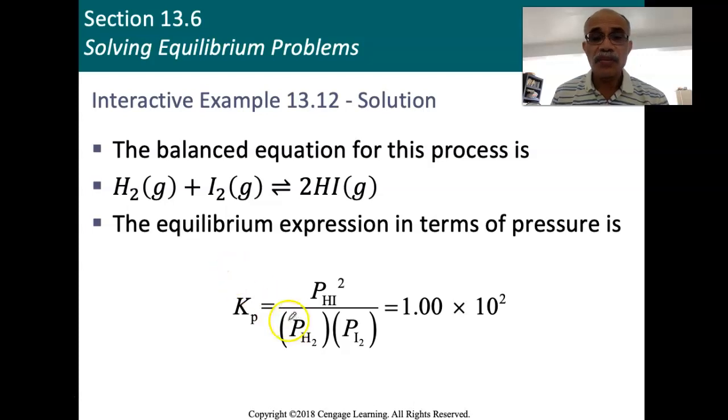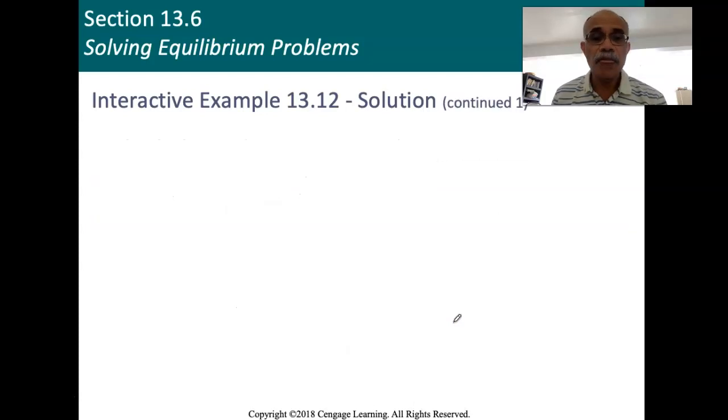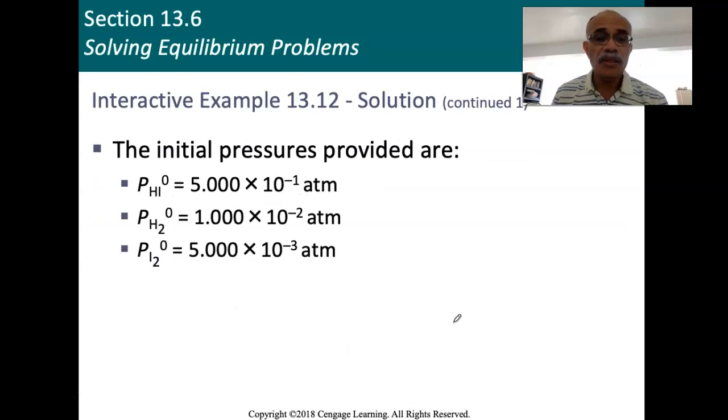So the equilibrium term for pressure is the pressure of products, this one, squared, divided by the pressure of the reactants. So that gives the value that is provided, 1.00 times 10 to the 2, which is 100. Now let's set in the initial condition that you see here.